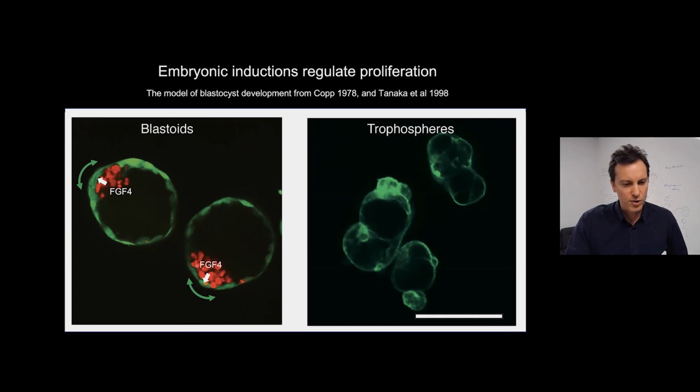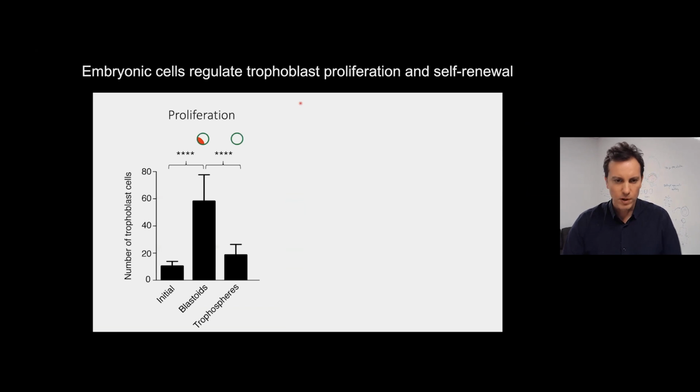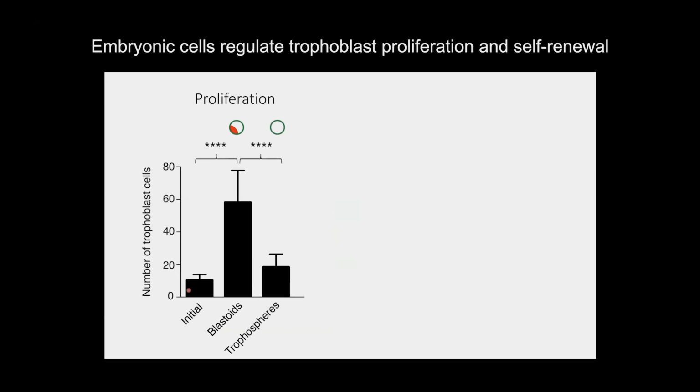And of course, the first thing that we want to do is to check if the model is recapitulating the classical experiments of Copp and Tanaka. And so we look at proliferation, and what you can see here is that we start with a certain number of trophoblast stem cells, and during the course of blastoid formation, this number is clearly increasing. So those cells are proliferating. On the contrary, trophospheres barely do.